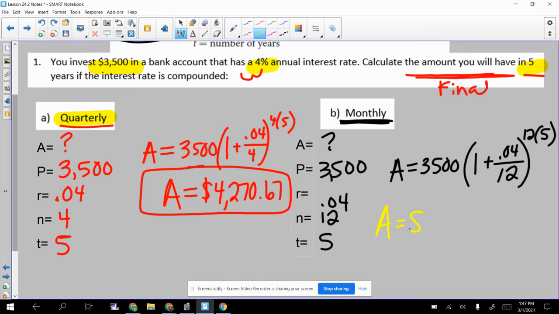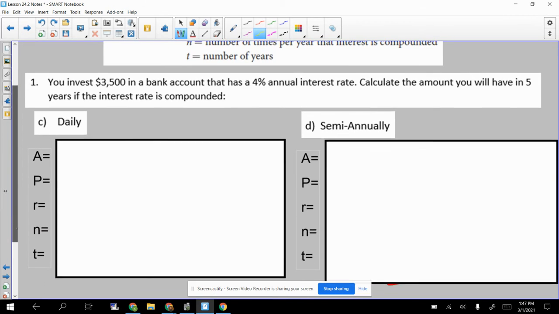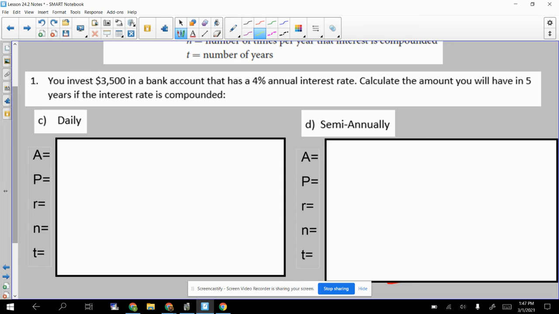A equals 4,273.49. And that would be your final answer there. So the more your interest is compounded, the more you're going to make. So here, like I said, about $3 more. Okay. All right. Then here are 2 more examples that you could go ahead and pause the video and try.